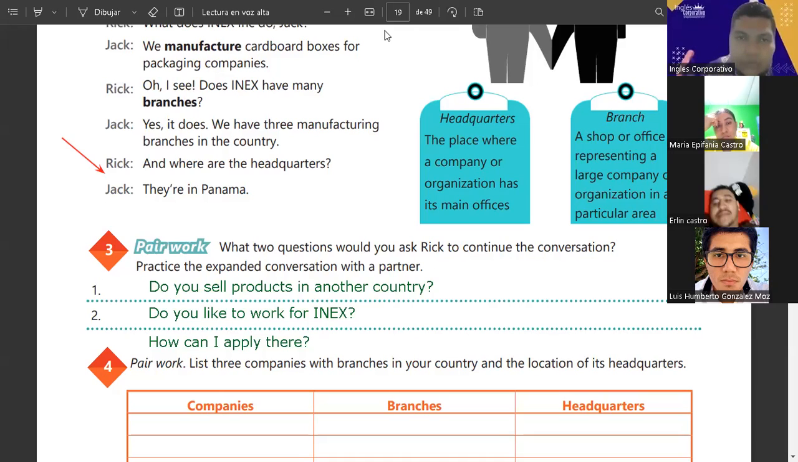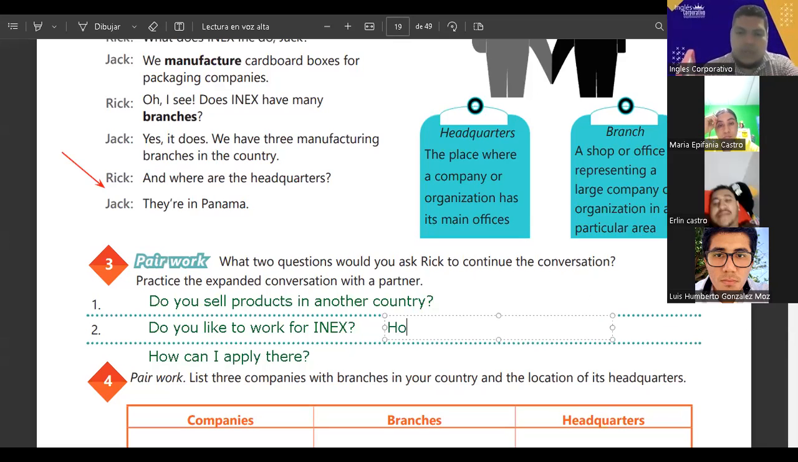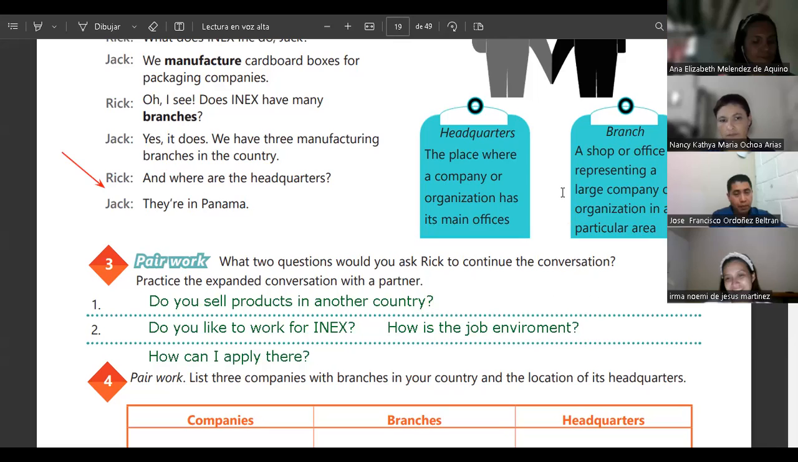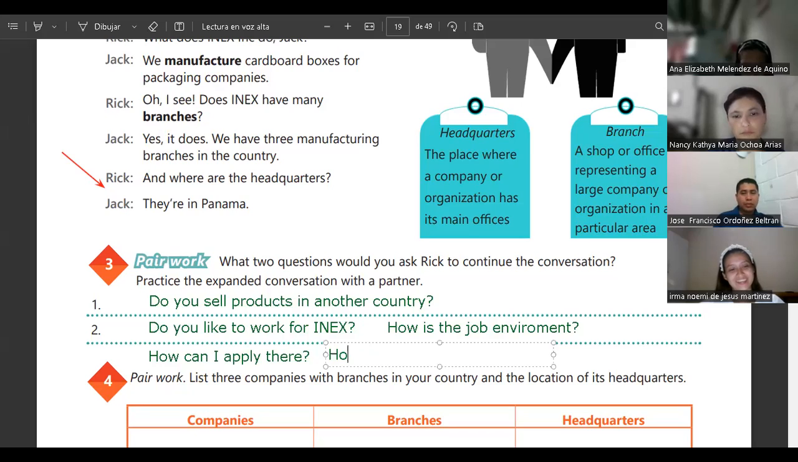Let's write it down so you can see it. Okay, we're gonna put it here. How is the job environment? All right. Good, excellent. Another question that we can ask people. How about the salary? That's an amazing and super interesting question, right? So there you go. How about the salary? One more, please.